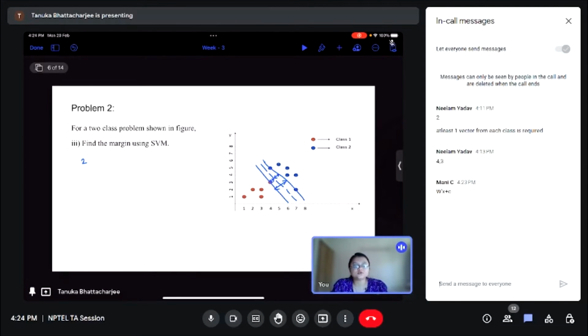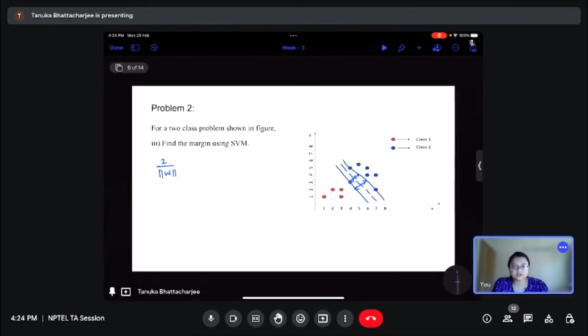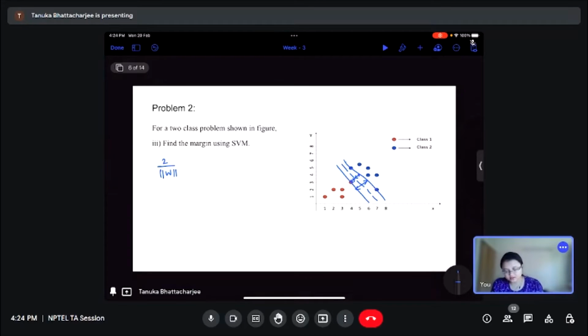W transpose X plus C is used as the classification rule: if W transpose X plus C is greater than 0, you put it in one class, and if it is less than 0, you put it in the other class. But you can compute the margin from these rules, and if you do that, the margin will come as 2 by norm of W. This is given as the margin. I'll briefly do that derivation.